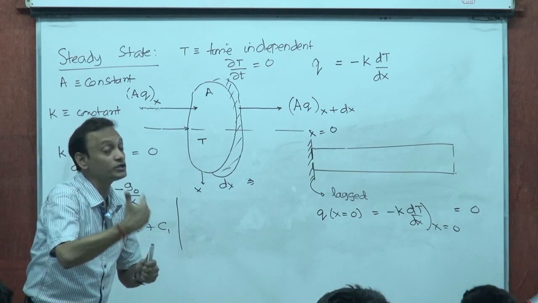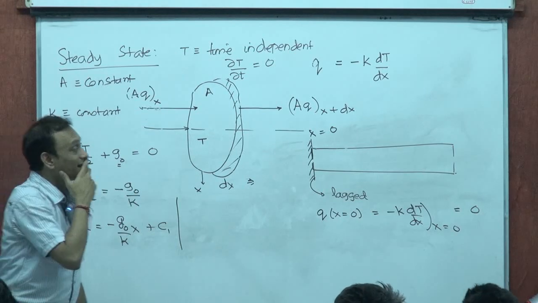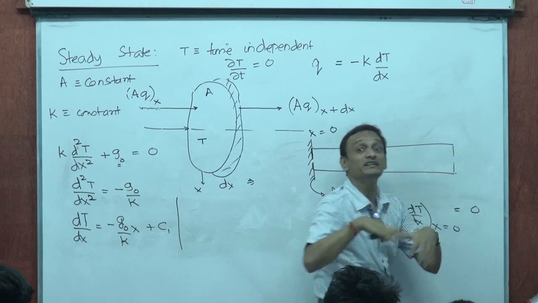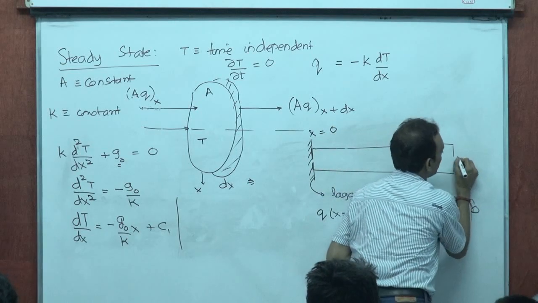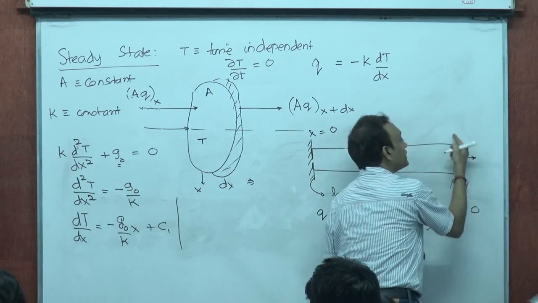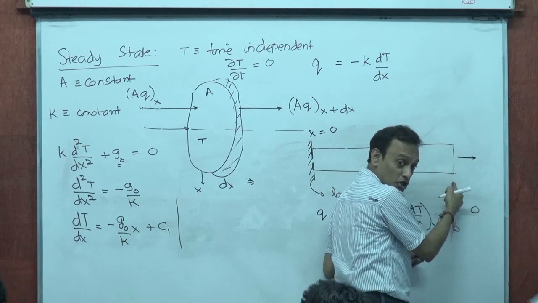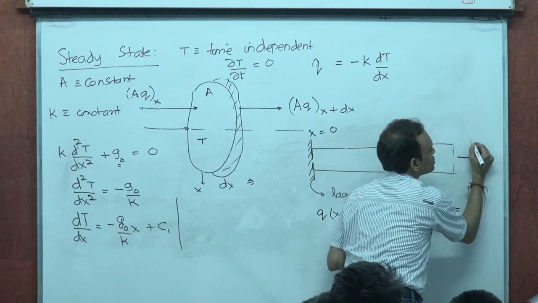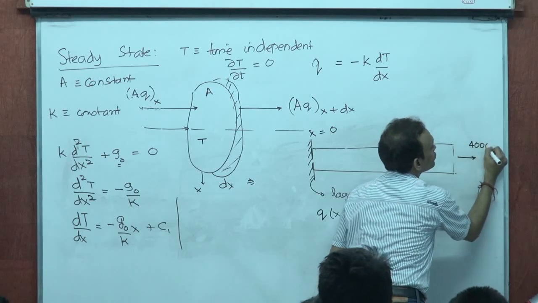The third kind of boundary condition possible is, they can say, for example, by some indirect means, they might have determined that the heat flow rate, or the heat flux, let's say, through this cross section is 4,000 watts.